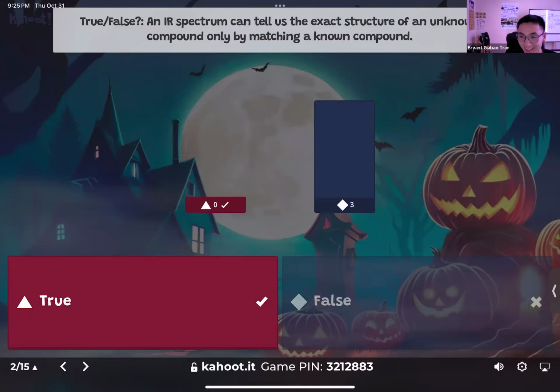So you guys get a note card, these numbers.